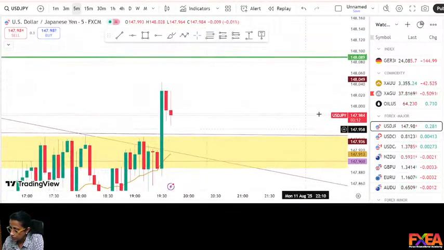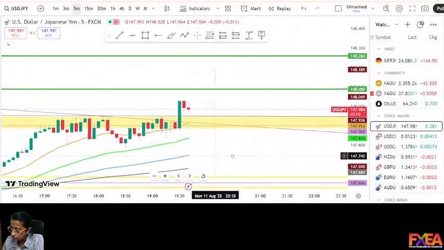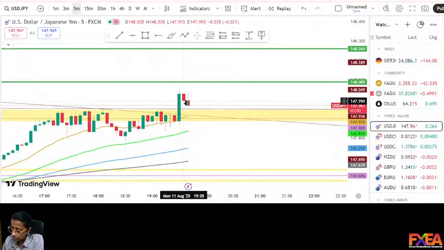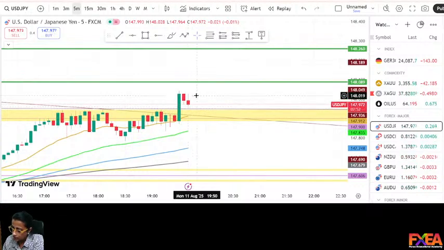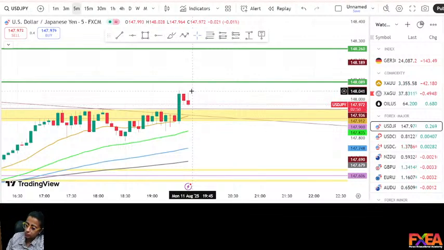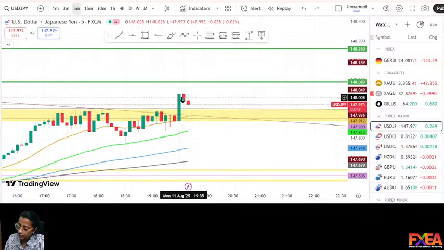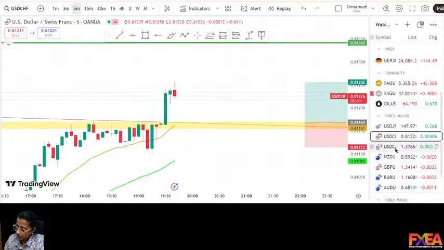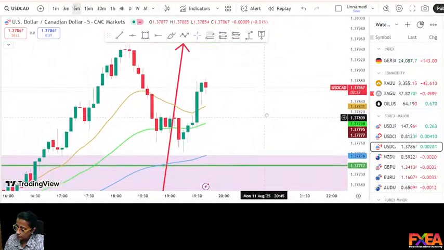USD JPY, what is the status with USD JPY? I have suggested a trade above this zone, okay. Those who have taken a trade above this zone earlier, it's showing some pullback from this level. Once it gives the next positive direction move again, you can take the next trade. Right now it's showing some pullback.